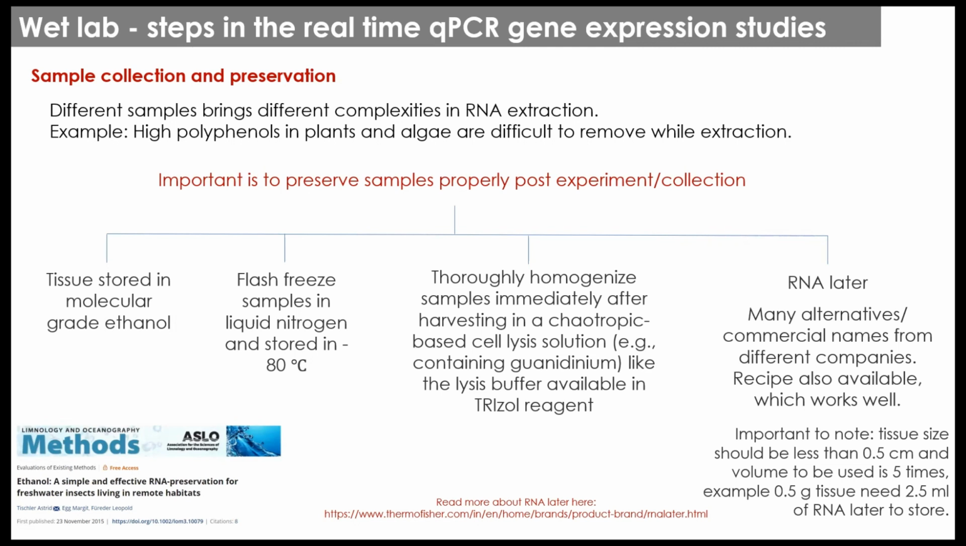What is important when you preserve tissue in RNAlater is that the sample should be smaller than 0.5 centimeter, and generally you should take at least 5 times the volume of the tissue. For example, 0.5 gram of tissue needs at least 2.5 ml of RNAlater to store, right? Another thing is that if you think the sample is hard to break or the RNAlater is difficult to penetrate within the tissue, it is advisable that you cut it into small pieces or make some holes in the tissue so that the RNAlater enters the tissue well and then preserves the RNA.